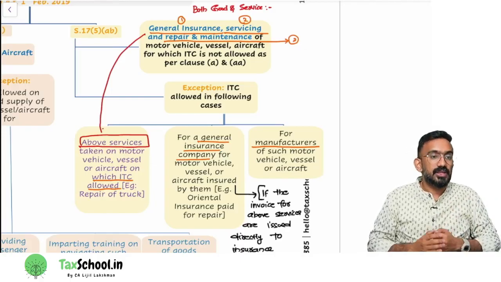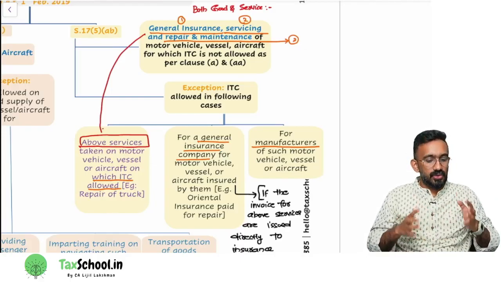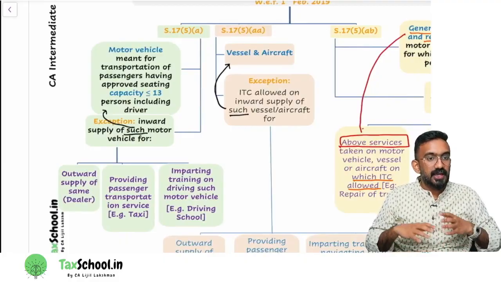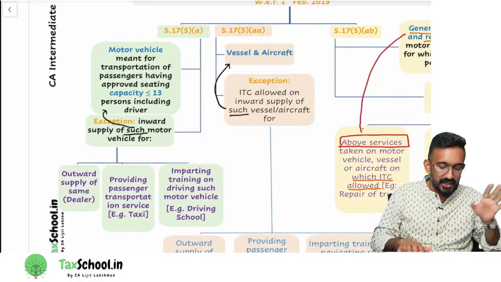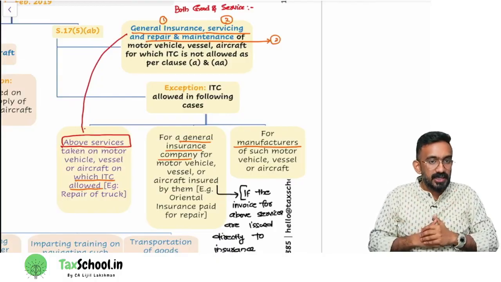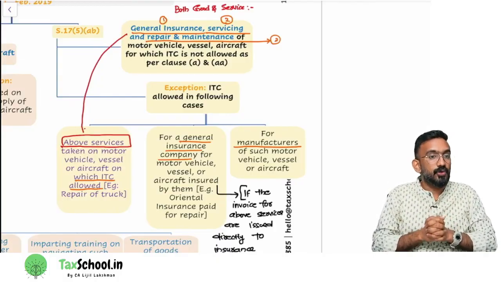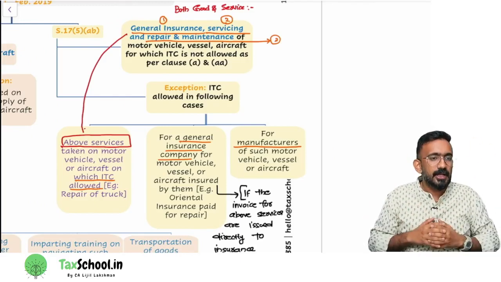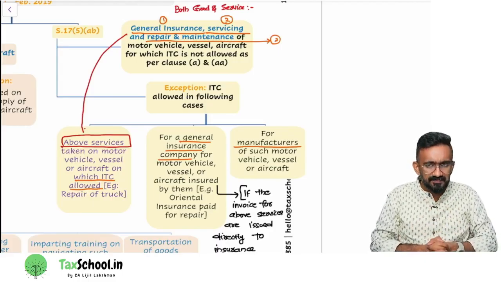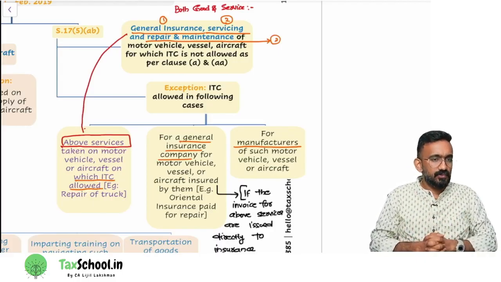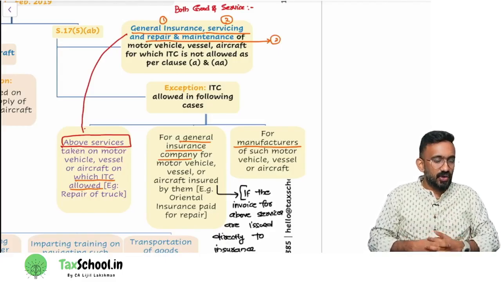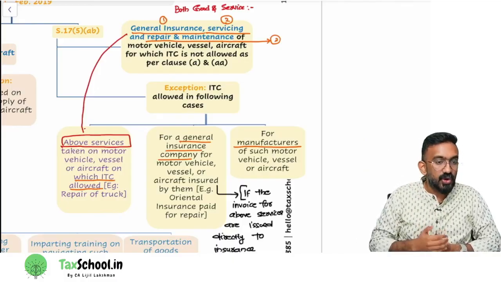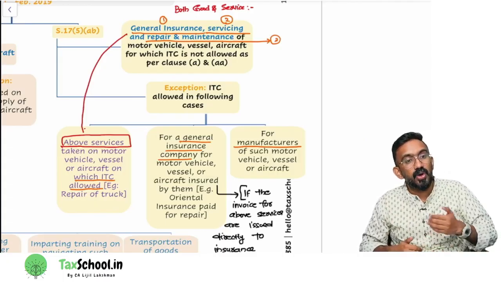Why? Reason being, it is a motor vehicle which will be blocked under 17.5A because the seating capacity is less than 13. It is meant for transportation of persons, so he can't take ITC. After that, he called me again and said his insurance premium for 1 year on this Mercedes Benz is 1 lakh rupees plus GST of 18,000, which he finds really high. So then he asked me, can he take ITC on 18,000, which is the GST paid on purchase of insurance on his car? Can he take ITC? No, that is blocked under 17.5 AB. General insurance on the motor vehicle is blocked if credit is blocked at the time of purchase.